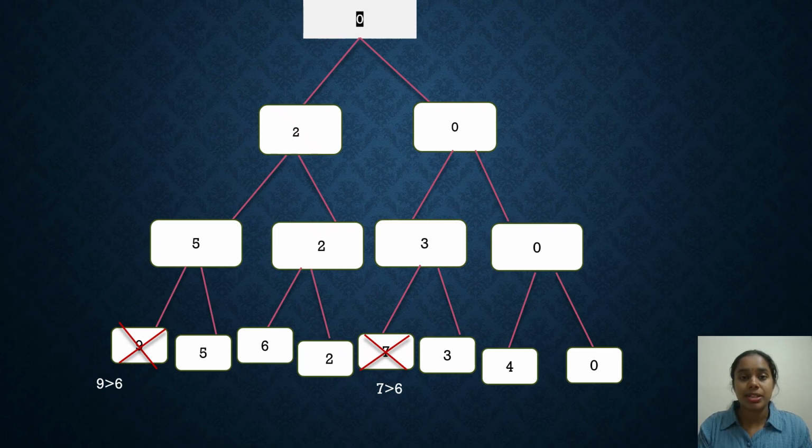Our targeted sum is 6. It is 9, which is greater than 6. So we have to bound, or we need to prune this 9 from here. Next we need to exclude 4. That is, we have already 5, we are writing 5 there.